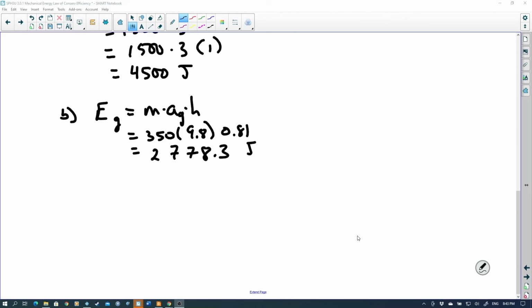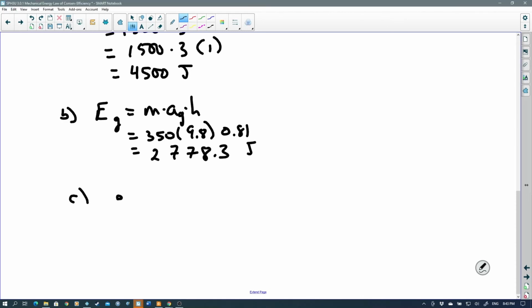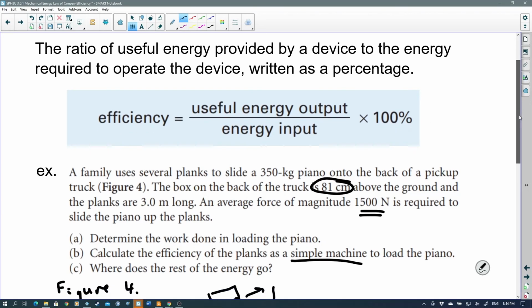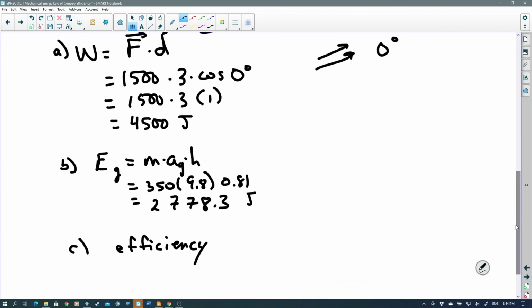So what is the efficiency? Well, efficiency, if we look at the formula, is equal to the useful energy output divided by the energy input times 100. Well, which one is the useful energy output? The useful energy is the 2,778.3, because that's how much it would take to actually lift it up normally, directly straight up. Okay, so that's your useful energy.